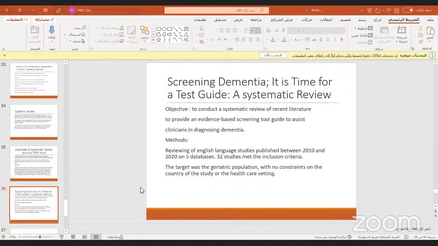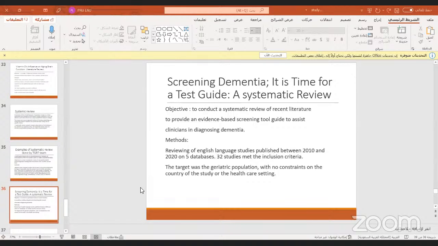Another example, a very interesting systematic review titled "Screening Dementia: It's Time for a Test Guide." The objective of this systematic review was to conduct a review of recent literature to provide an evidence-based screening tool guide to assist clinicians in diagnosing dementia.